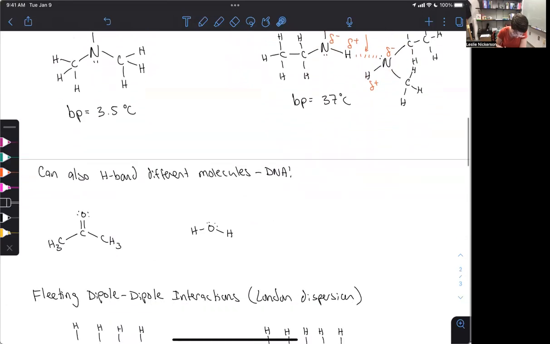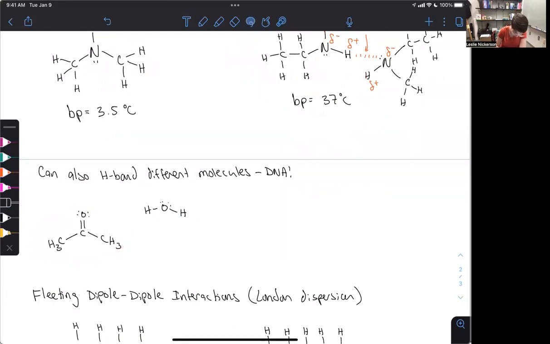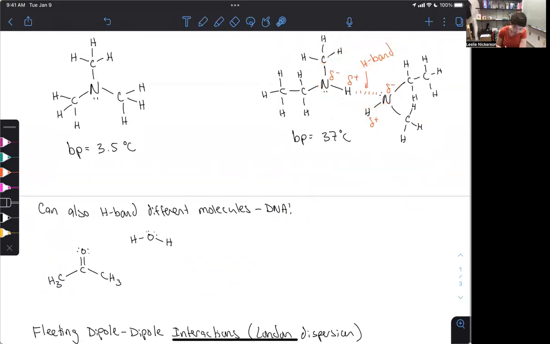So I just wanted to show very briefly that you can do this with 2 different molecules. So this is acetone, this is water. Obviously the water here could do hydrogen bonding with just itself in a way very similar to what we have up here. And then the acetone doesn't have any hydrogens that are actually able to do hydrogen bonding because these are all covalent bonds, but we can do hydrogen bonding between the oxygen of the acetone and the hydrogen of the water so that we have our hydrogen bond right here.